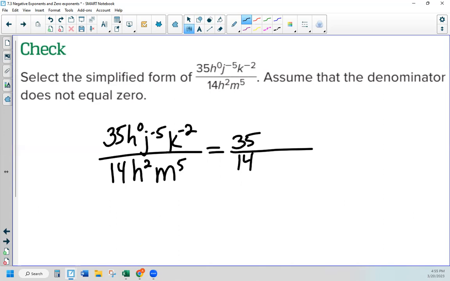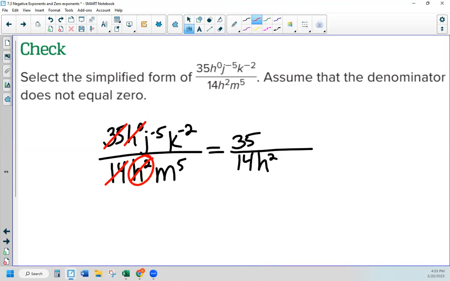The next thing I'm going to say is that h is to the power of 0. So it becomes 1. A 1 is irrelevant in multiplication. It will not affect my bottom h's here. These bottom h's have a positive exponent, which means they have to stay. They stay where they're at. That's simplified.